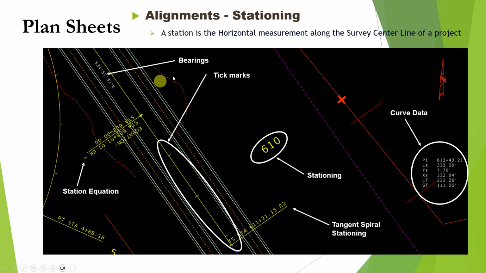You'll also see that you get bearings on your tangents. So there's no curve here, so you're going to see a bearing, and this one says it's going south 34 degrees east, okay, or 34 degrees 57 minutes 33 seconds east. Down here you'll see a tangent spiral stationing, which is TS for the tangent spiral, and it'll tell you where it's happening at, what the station is. And when you have an equation, you end up having a region 1 before it, and after the equation you have a region 2, and that's what that R2 stands for in this case.